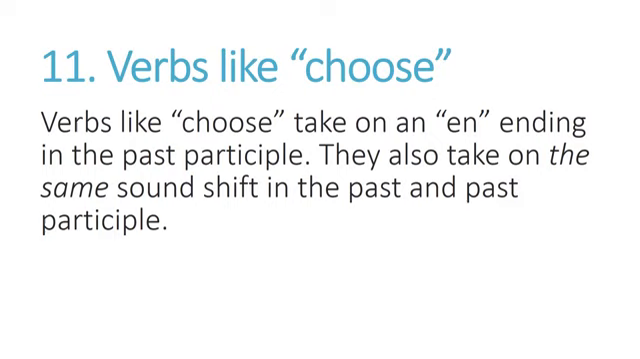Up to now, we've been dealing with verbs that end in a T or a D in the past or the past participle. Now we're going to introduce a new pattern, and that's verbs that end with an N or an EN ending. Verbs like choose take on an EN ending in the past participle. They also take on the same sound shift in the past participle. Let's look at some examples.